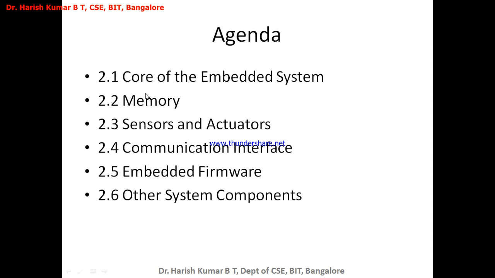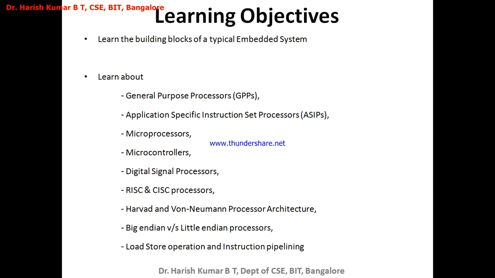Now we are not going to discuss all these things in today's class itself. Today we are going to focus on the core of the embedded system, and later in my other classes we will discuss topics 2.2 to 2.6. This class we focus on 2.1, the core of the embedded system. Now the learning objectives of this chapter: you are going to learn about the building blocks of a typical embedded system. What are the major building blocks? You cannot assume an embedded system without the core, and the focus is on the core in today's class.